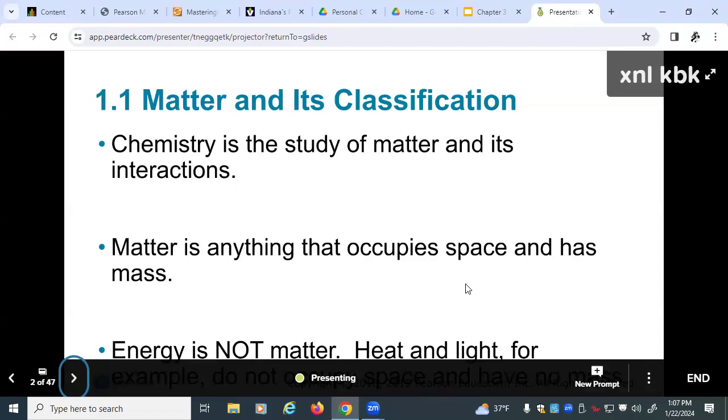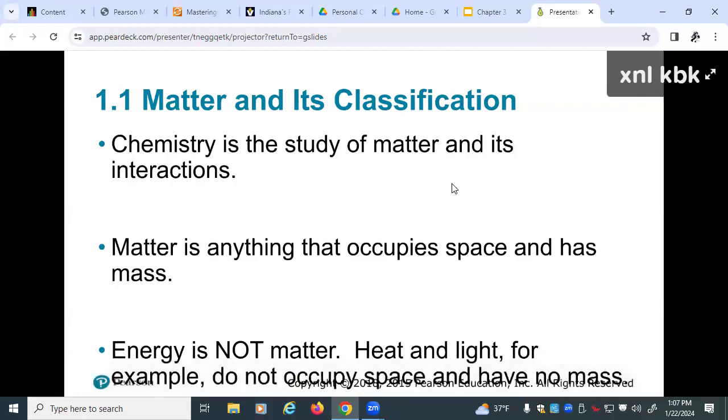So we need to start with this concept here. Matter itself. By definition, chemistry is the study of matter and its interactions. And by definition, matter is anything that occupies space and has mass. So basically, any physical object is made up of matter.